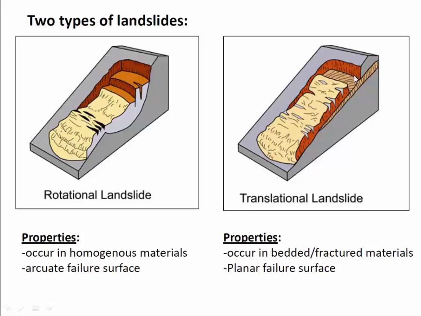Now in contrast, if you have pre-existing fractures in your material, the physics don't require this kind of arc-shaped failure, or they don't predict this arc-shaped failure to develop. Instead, the physics are as simple as just sliding this block down the pre-existing plane. So you might change the weight of this block or change something about the underlying surface, and then the block is able to just break away and slide right down that planar surface. So again, those are called rotational versus translational landslides. The rotational occurs in homogeneous materials, and the translational occurs in bedded or fractured materials.